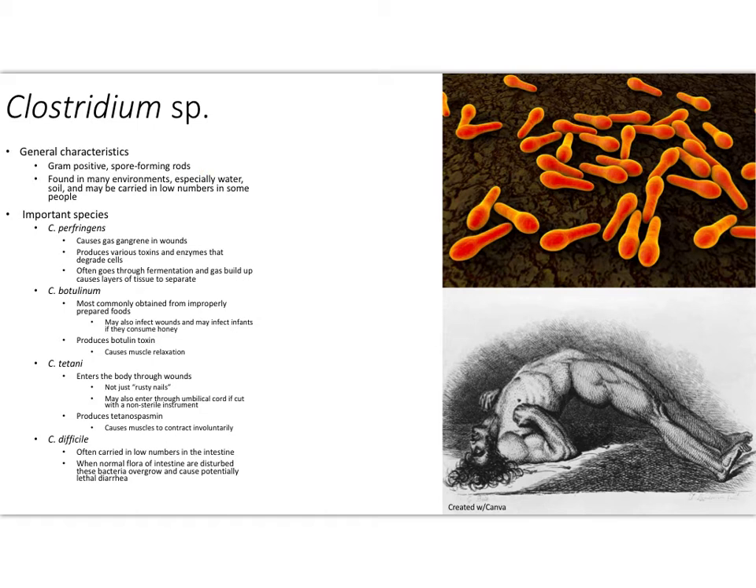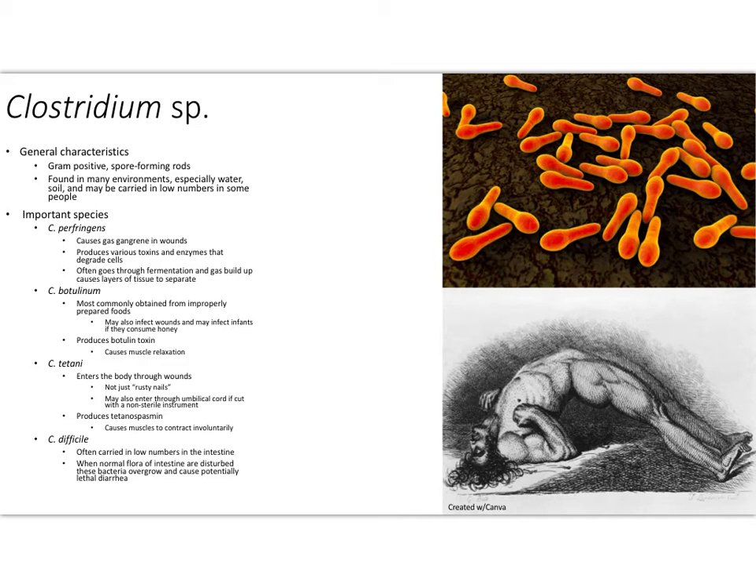So it is very common to find any number of different types of Clostridia in the soil, in water, and sometimes they're even carried typically in low numbers by many different types of people. So many people might have them on their skin in low numbers, in their intestine in low numbers, and then they're just found generally kind of everywhere in the environment.